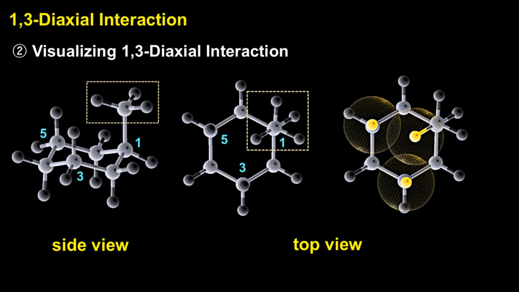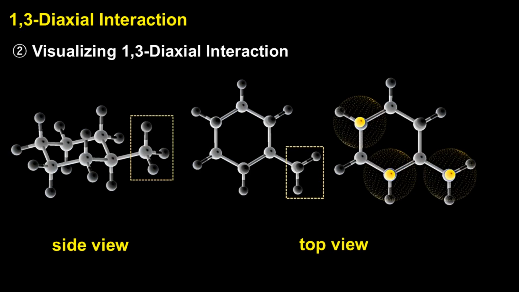And finally, in the rightmost image, we've got the electron density view. The overlapping yellow-shaded areas show the steric repulsion zones. They highlight where atoms are getting too close for comfort. These zones show exactly where the axial methyl group is clashing with the axial hydrogens, and that's what creates the steric hindrance. Altogether, this diagram makes it really easy to see how 1,3-diaxial interactions add strain to axial conformations.